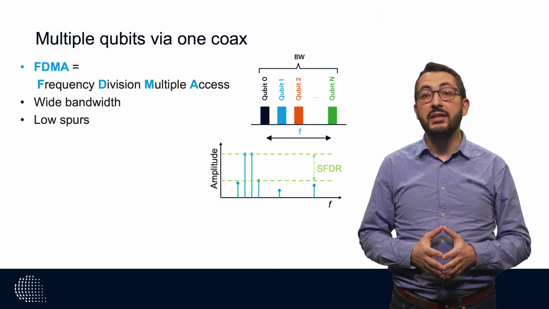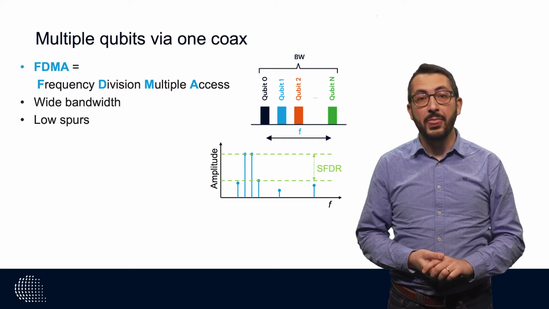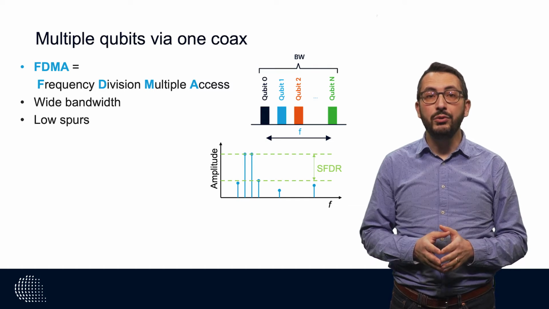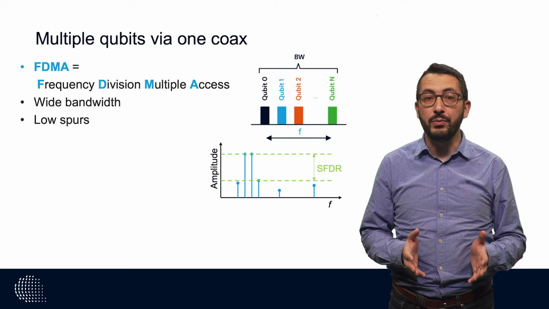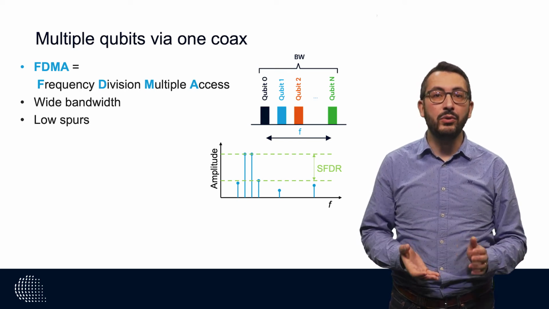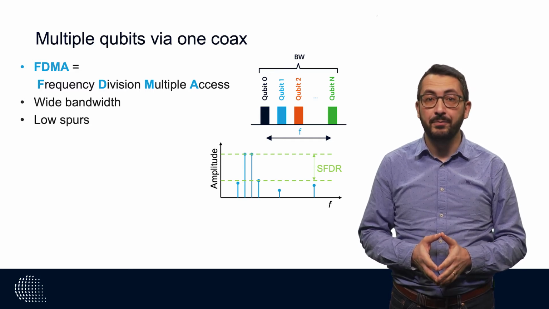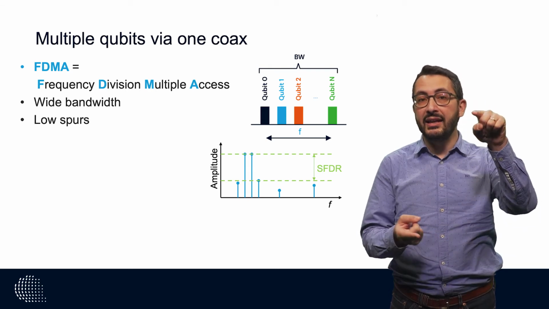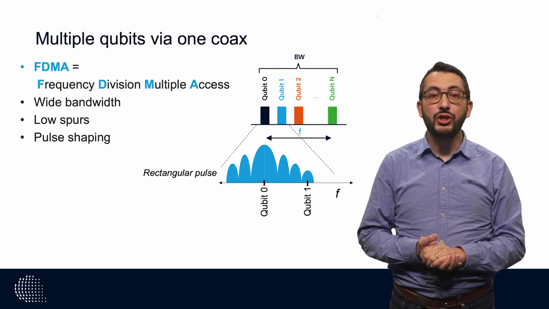Next to that, since we are targeting multiple qubits in the same wire, we have to make sure that when driving some qubits, for example the two qubits shown here, we don't produce spurious tones at other frequencies that could generate rotation on other qubits. We must keep our spurs low enough, or in other words, we need to keep a high spurious free dynamic range, or SFDR. The SFDR is nothing else than the difference between the tone that we generate and the unwanted tone that appears in the spectrum. Next, we have to take care of the shape of our pulse.